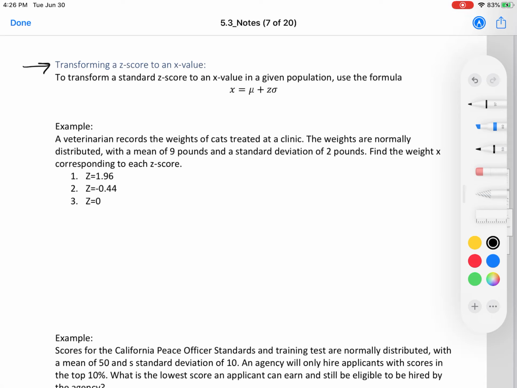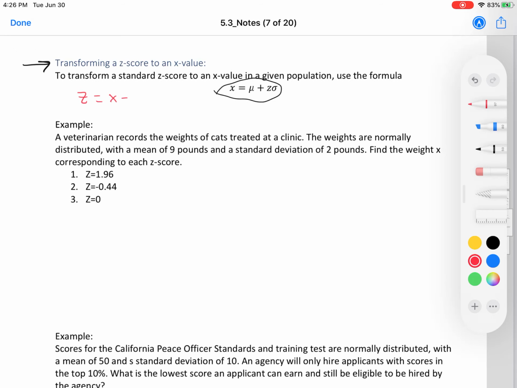Transforming a z-score to an x value. To transform a standard normal to an x value in a given population, use the formula. This stems from your z-score formula. Your z-score formula is z equals x minus your mean, divided by the standard deviation. If you solve for x, let me walk you through the algebra, though you can totally ignore this.